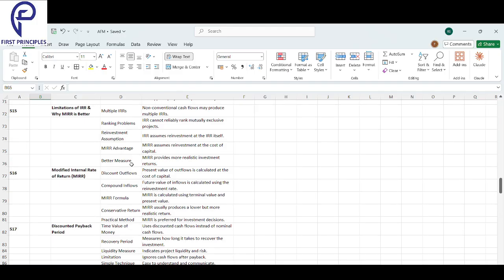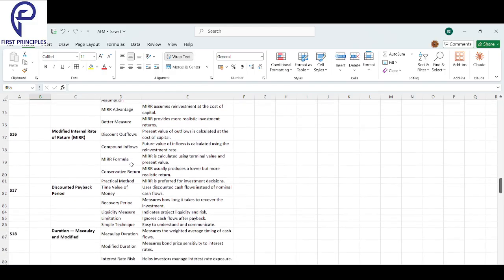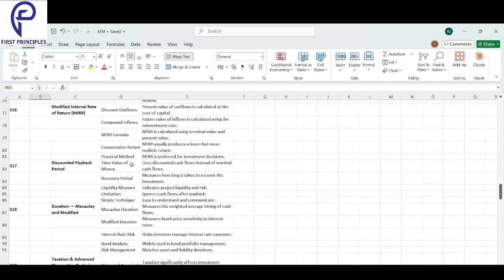MIRR is always a more realistic measure of investment return. MIRR is a better measure of investment return. Then we'll look into MIRR in a little more detail, which is the modified internal rate of return, which is just a little modified. So let's look into that.